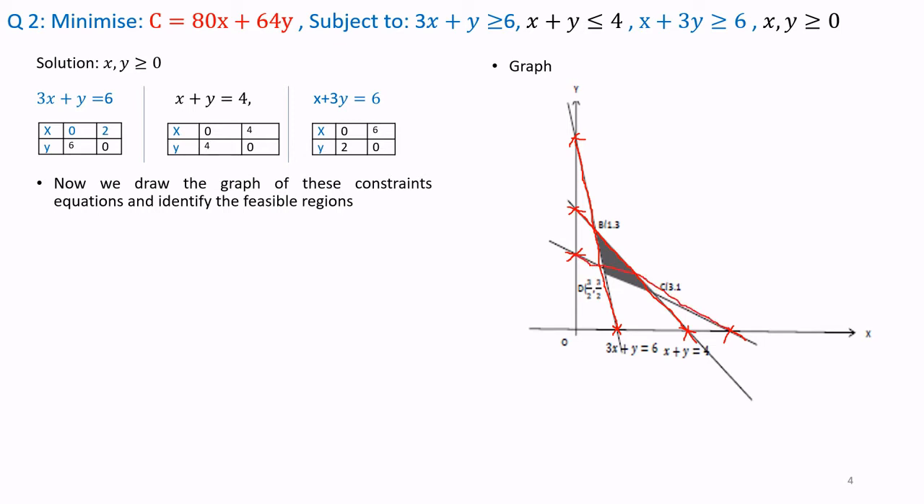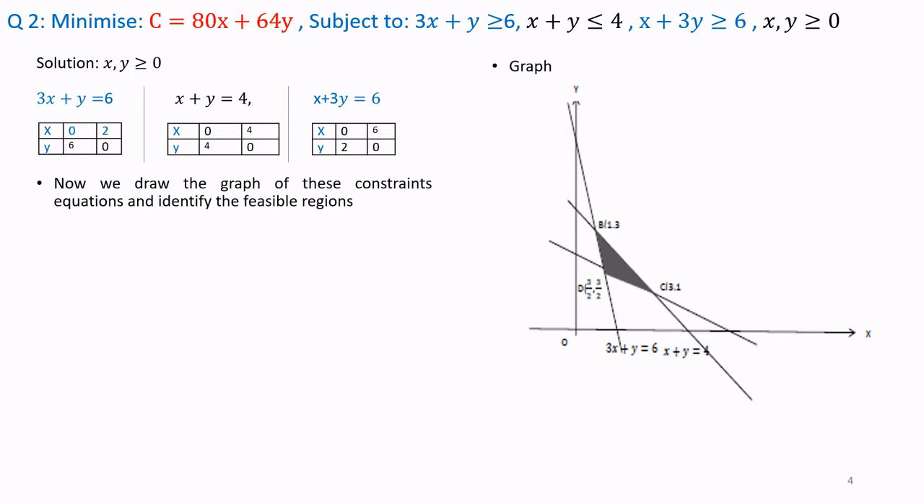Okay, my graph has not come properly. You can use a scale to draw a straight line. Okay, now we have got all the 3 lines. We will write the equation for each line. So we will write 3x plus y is equal to 6. Then x plus y is equal to 4, this is the second, and x plus 3y equals 6 is the third line.